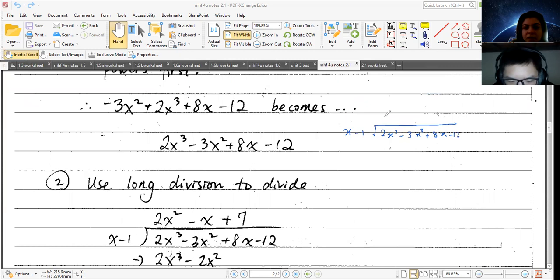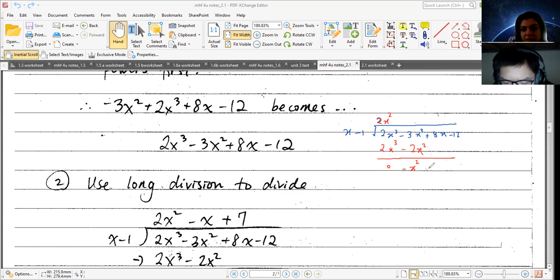Again, I'm gonna look at the first one, which is x, and the first one here. What should I multiply by x to become 2x power 3? You need to multiply it by 2x power 2. 2x power 2 multiplied by x is 2x power 3. Then you need to multiply this one by negative 1 as well. 2x power 2 multiplied by negative 1 is negative 2x power 2. And you minus: 2x power 3 minus 2x power 3 is 0. Negative 3x power 2 minus negative 2x power 2 is negative x power 2.